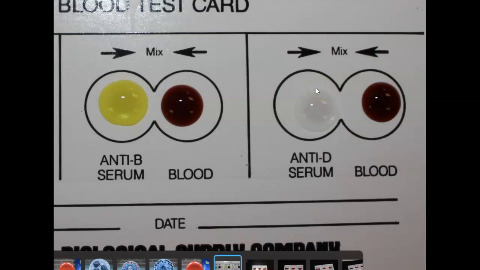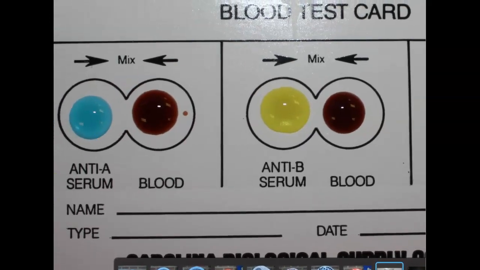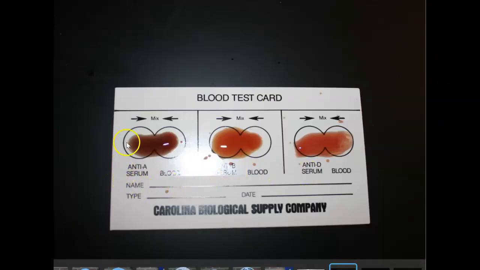If you have it, you're Rh positive. If you don't have it, you're Rh negative. So this will attack the Rh antigen if it's present. You then mix it together. On this, it looks like A agglutinated, B did not, Rh did not. So this person would be A, because you have the A, negative because they don't have the Rh factor.